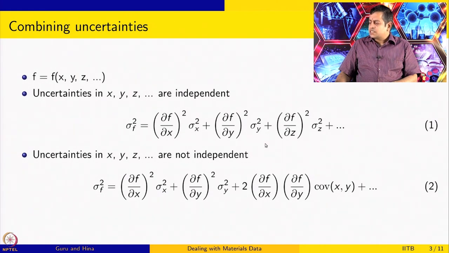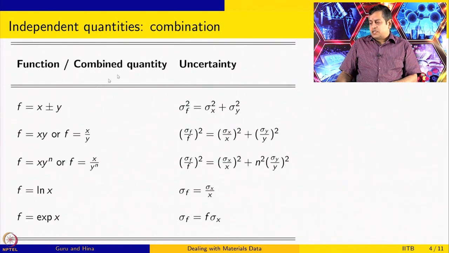So, you can do this, and suppose these quantities are not independent, then you have to take the covariances also into account. So, it is dou f by dou x whole squared sigma x squared plus dou f by dou y whole squared sigma y squared, and 2 times dou f by dou x, dou f by dou y, covariance of x, y and so on. So, this is how the combining of uncertainties is done.